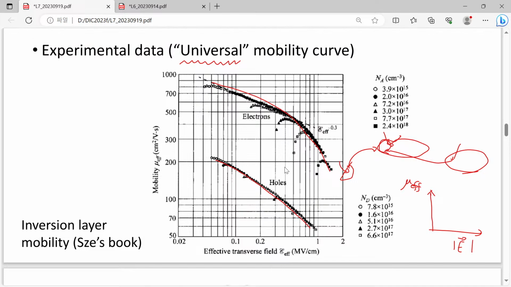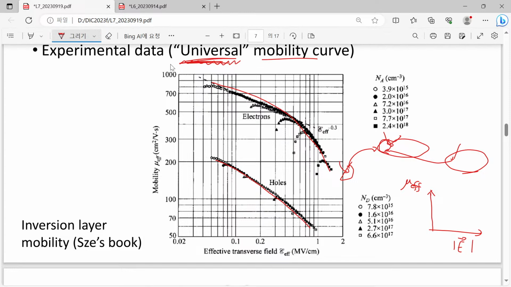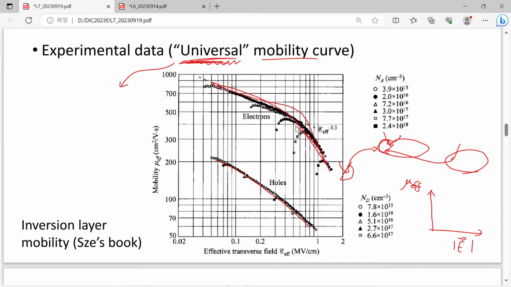Of course, that can be supported by our theory, but they demonstrated that it was really possible even in the 90s, several decades ago. This is called the universal mobility curve. It means that if you do your best, the human beings' best, then you will get this kind of graph.